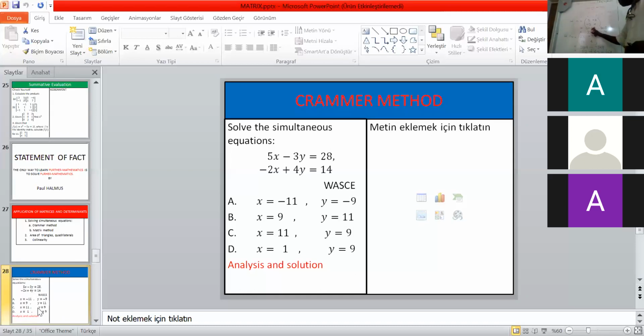5 times minus 2, this minus is always there. Go by minus 3 against 4. Minus gives you plus. Then 20 minus 6, you obtain 14. Bingo. Now that's our determinant for delta.